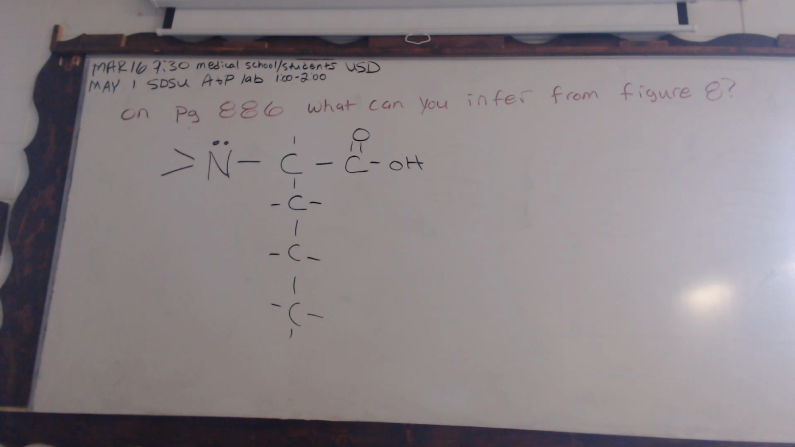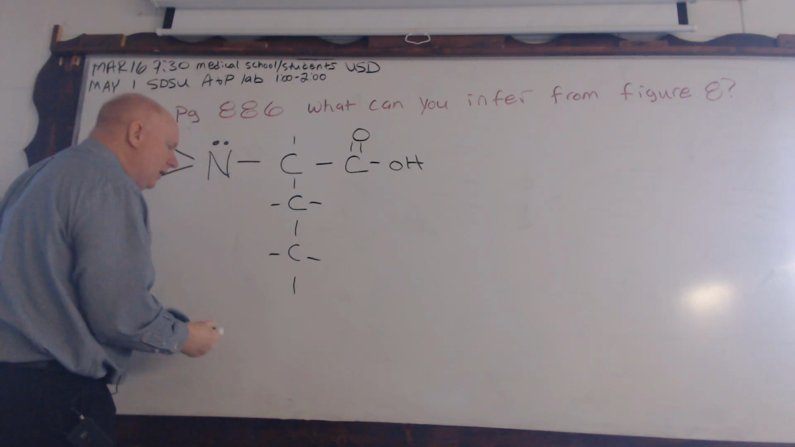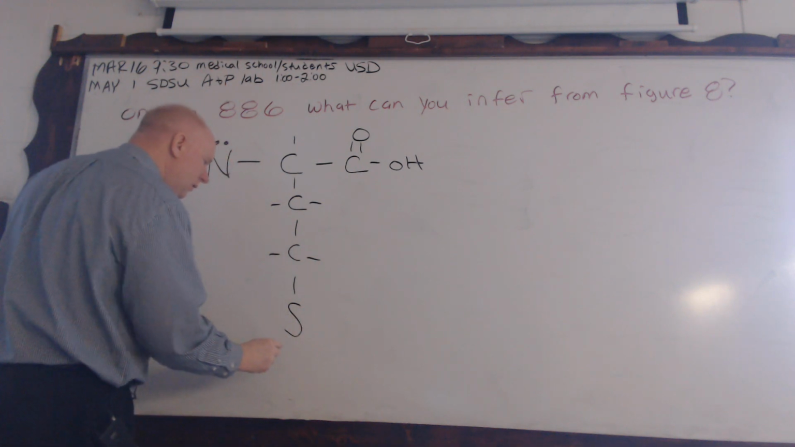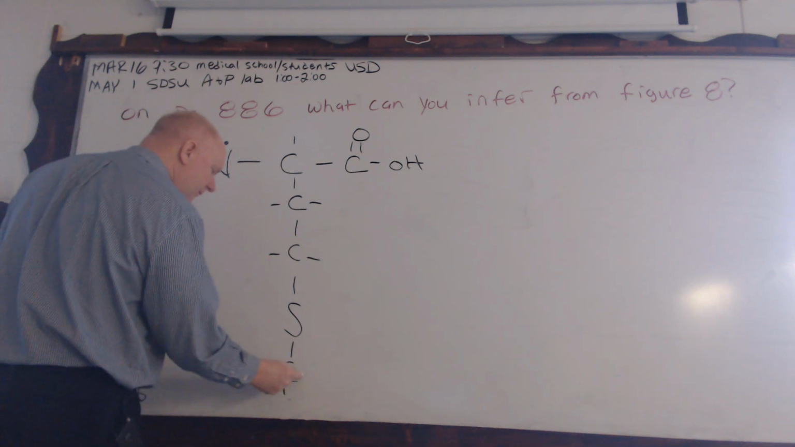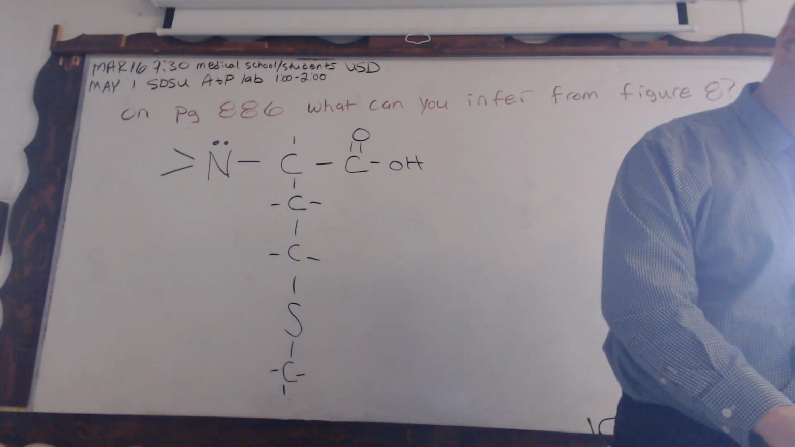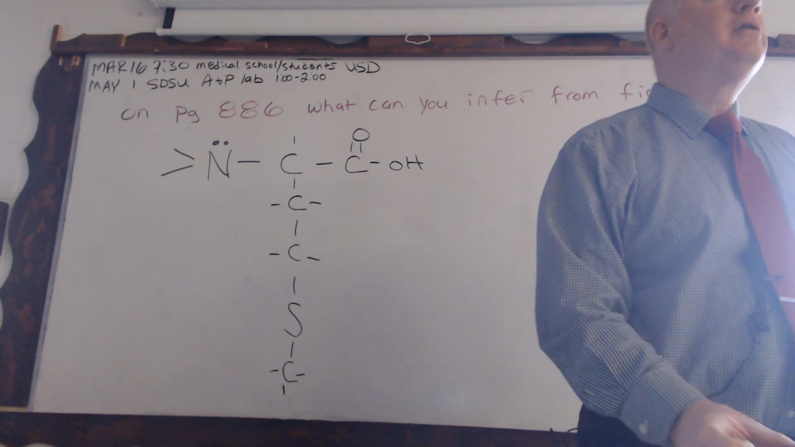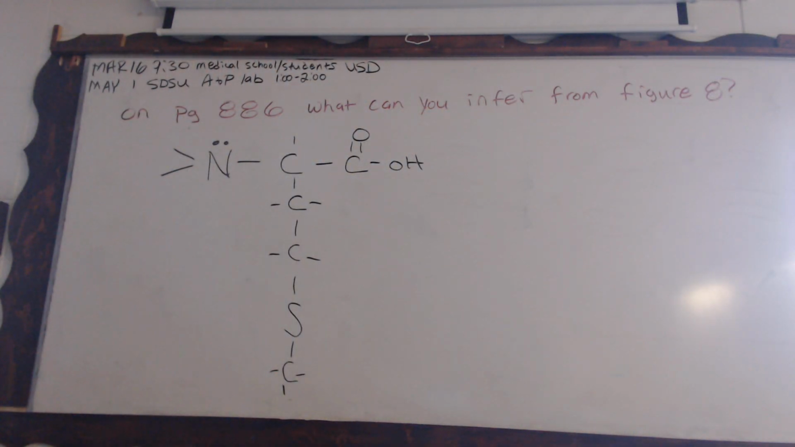How can we change this to a little more complex one like methionine? Do we have to erase anything? Yes, we do: the bottom carbon. Put an S there. S is for sulfur. Another carbon below, and the lines. Is that it? Do we believe that? Yeah. So what is it that you could tell yourself that sulfur comes after the second carbon?